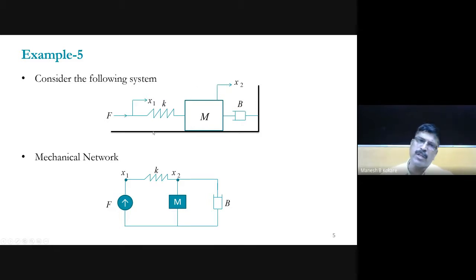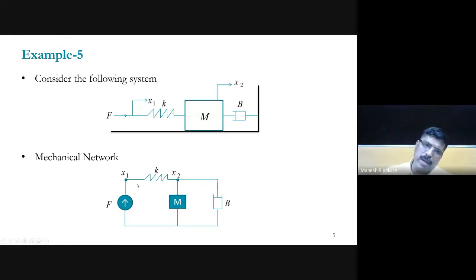So when you are drawing the mechanical network diagram, you have to draw the nodes first. How many nodes? That will be equal to the number of displacement points. So here x1 is one displacement point and x2 is another displacement point. So x1 and x2 nodes are drawn. Then see that K is in between which displacement points? The spring is in between x1 and x2. So that's why this spring is connected between x1 and x2.